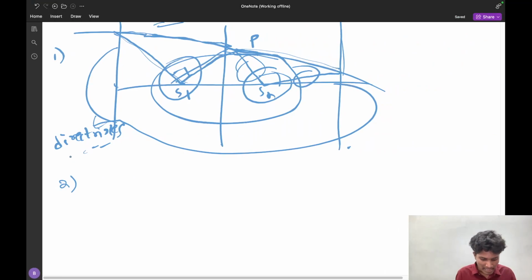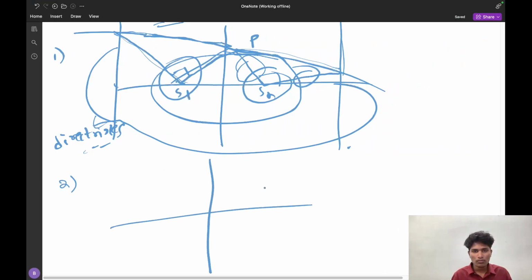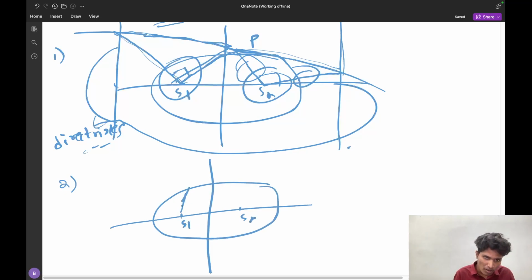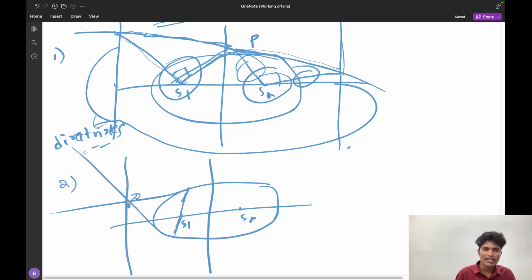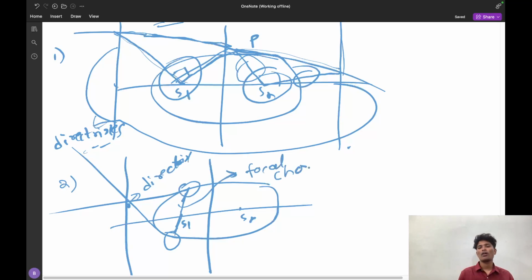And the second property is the tangents at the extremities of a focal chord intersect on the directrix. Very important. That is, suppose this is S1, this is S2. If I draw the focal chord, this is a focal chord. If I draw the tangents, they will intersect at a directrix. This is a property. When I draw the tangents at the extremities of the focal chord of the ellipse, they will intersect at the directrix.